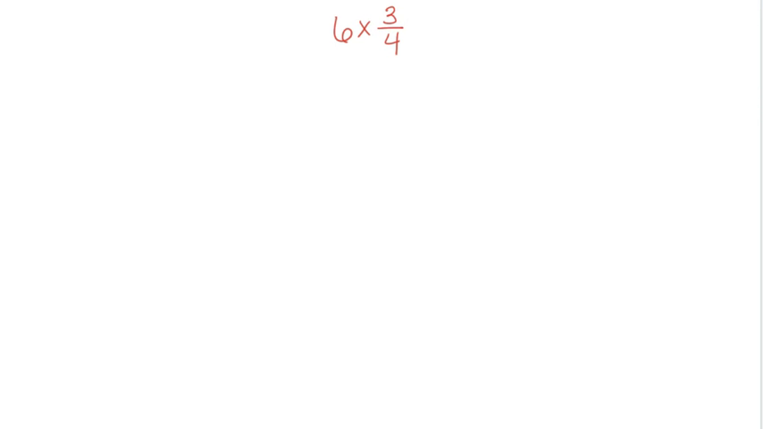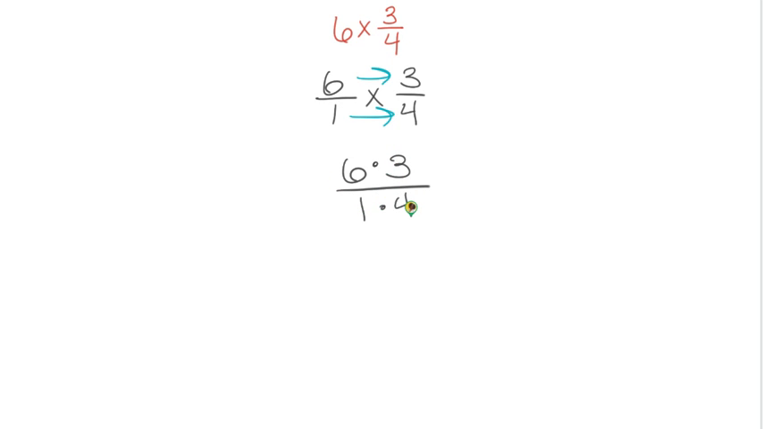So here we have a whole number times a fraction, 6 times 3/4. We should know that we can rewrite 6 as 6 over 1. We can rewrite any whole number as itself over 1. We also should recognize the pattern that when you multiply fractions, you are just multiplying your numerators and denominators straight across. So in our new numerator, we would have 6 times 3 and 1 times 4.